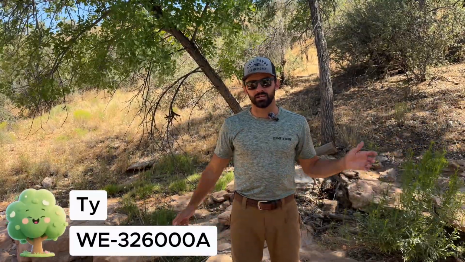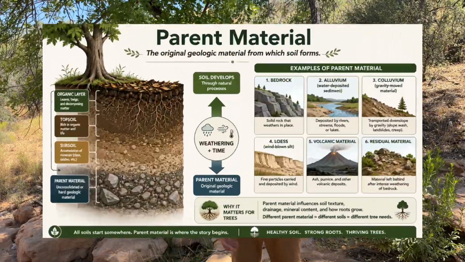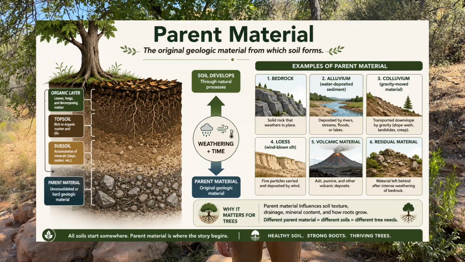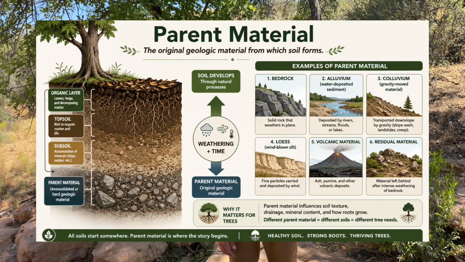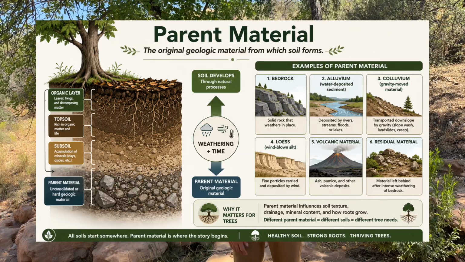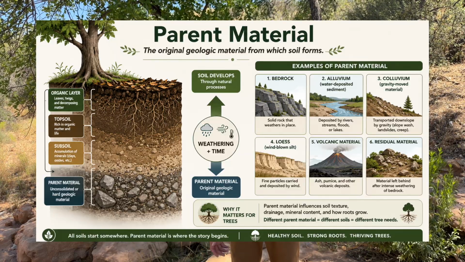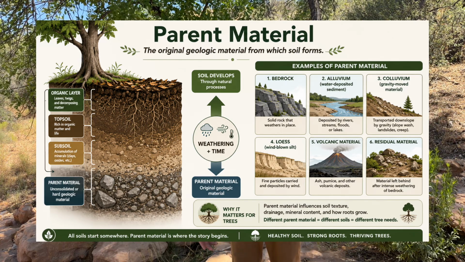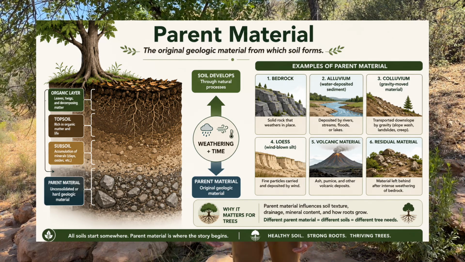Soil is often described as a natural body. That means soil is not one single ingredient. It's not just sand or clay, and it's not just decomposed leaves. It's a system that forms over time. So soil begins with parent material. Parent material is the original geologic material that soil formed from. That could be weathered bedrock, sediment moved by water, wind-blown material, volcanic material, or material deposited by flooding, erosion, gravity, or other natural processes. Over time, that parent material changes.